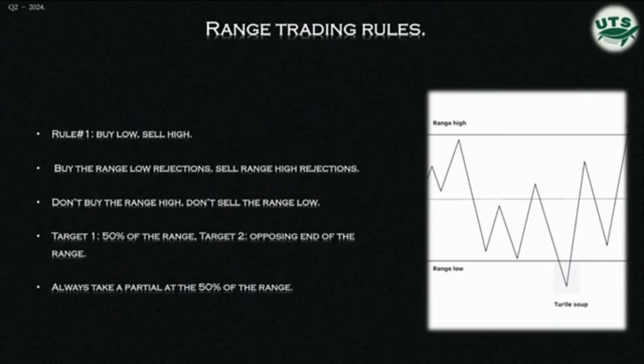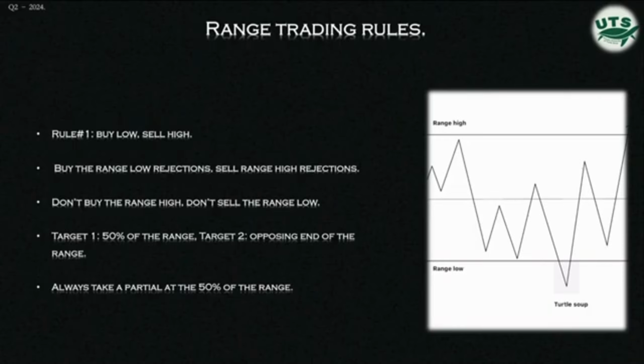The target is going to be two. Number one is the 50% of the range, and the target two is the opposing end of the range. Always take a partial at the 50% of the range. Always, every single time. And if you focused more on taking trades which went from the opposing end of the range, or one side of the range, to the 50%, then you'll find a lot more trades and you'll have a much higher win rate.